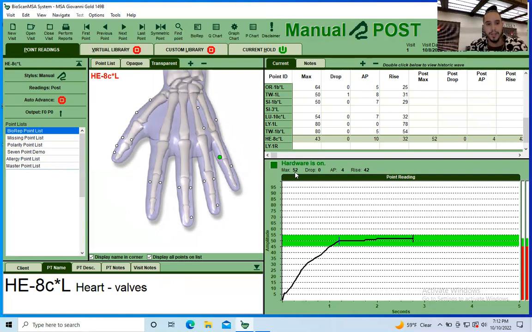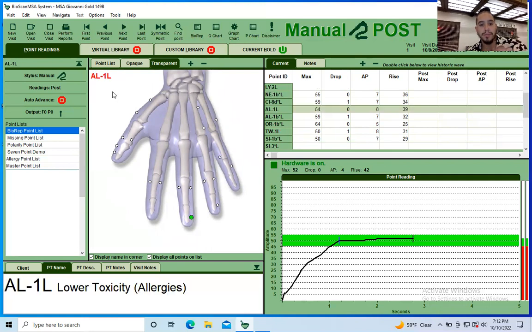Right? So with that said, now that I have one meridian balanced, I'm going to go over to my lower toxicity point. I'm going to retest this point in post reading, and then I'm going to test for a few different sensitivities.